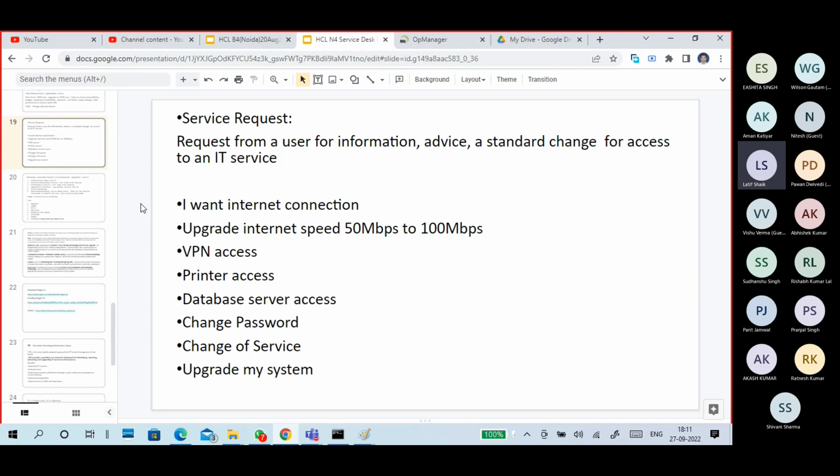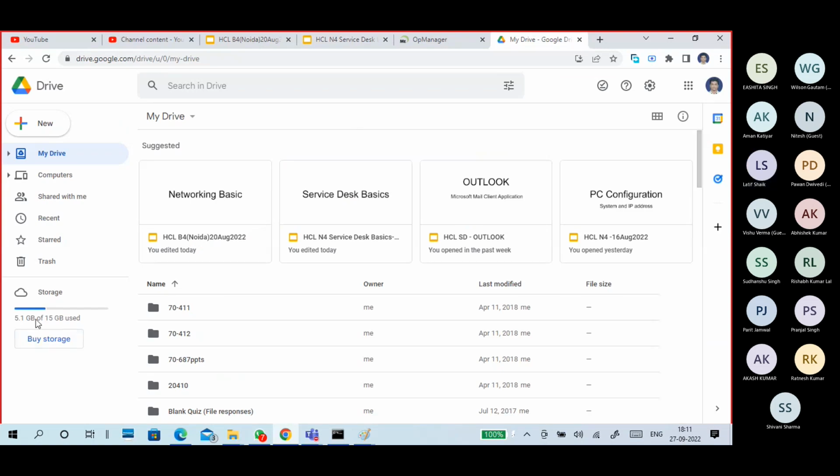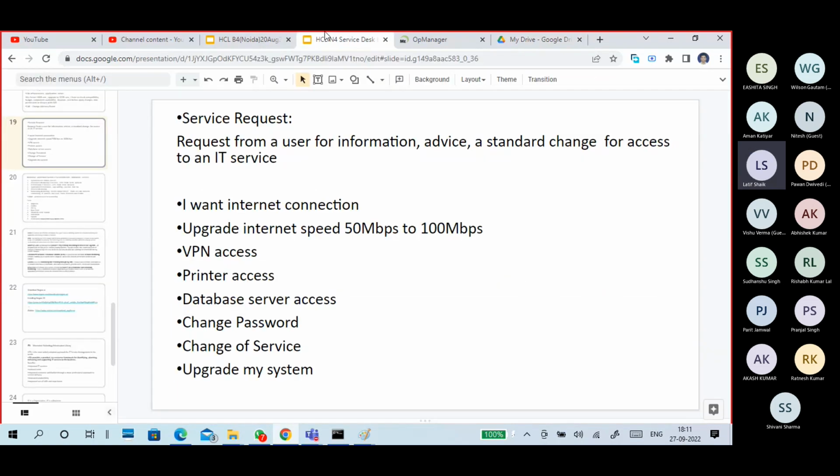Increase the quota, which I already told you about. Increase the storage space. It is only 15 GB I'm getting. I want 30 GB. Increase the storage space. These all come under service request. So, incident and service request. An incident is usually when something has a problem: issues, not working, down. These all come under incidents.